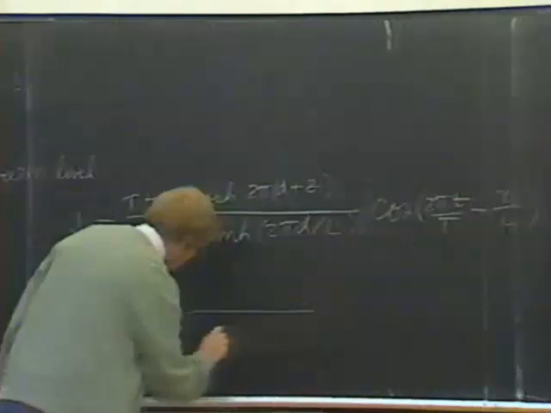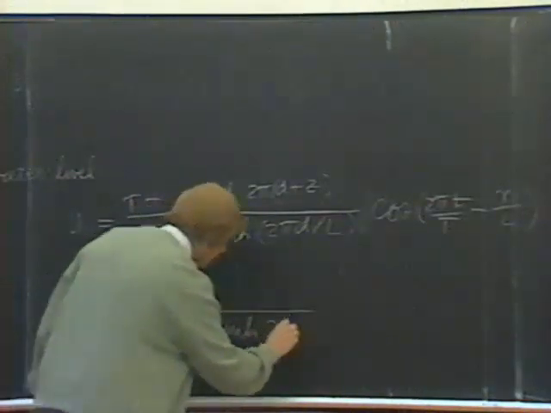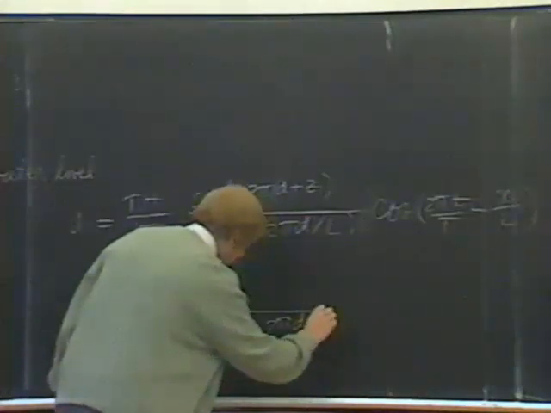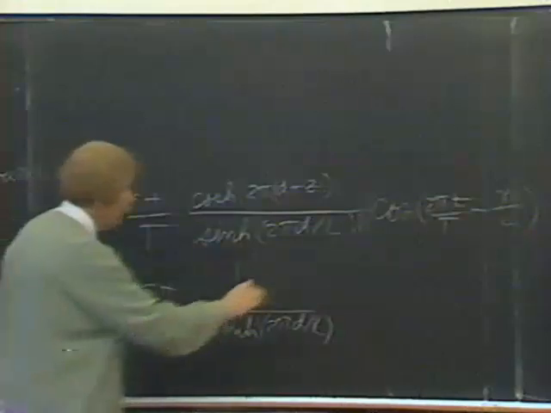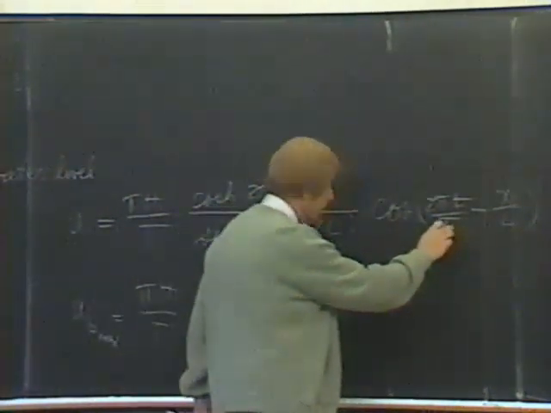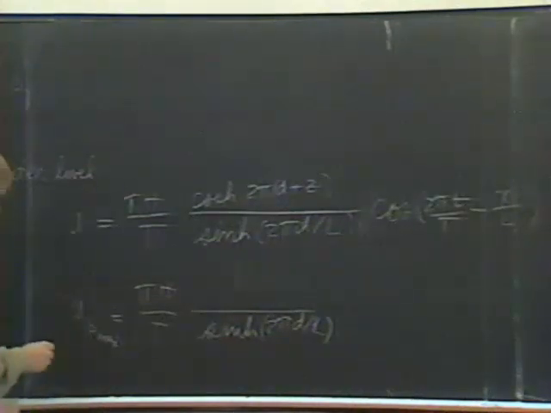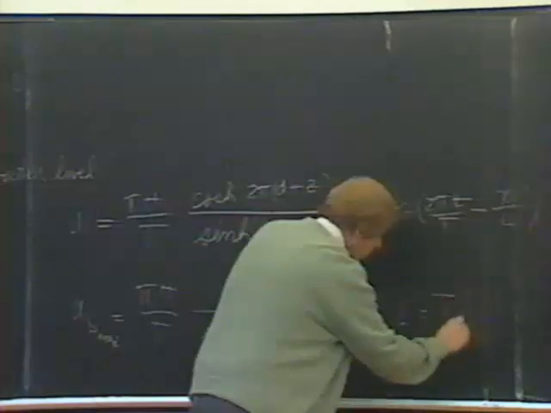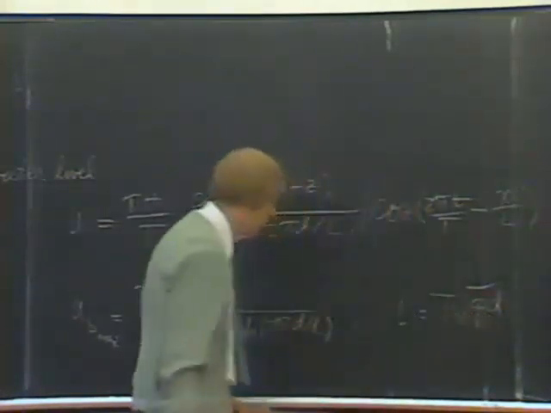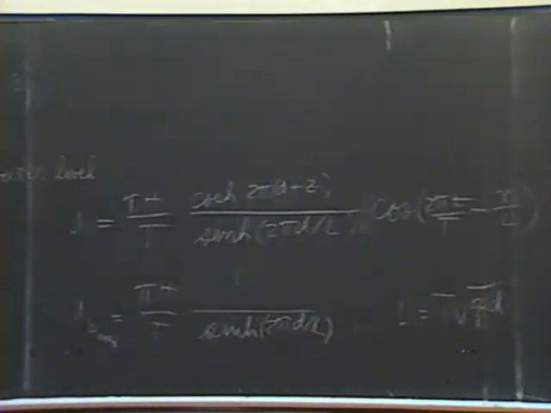The shear stress is proportional to velocity squared, so UB max squared. So we can say tau max is equal to some constant times u squared. So substituting this here, we have the peak shear stress is equal to pi H over T and 1 over the hyperbolic sine, with some kind of coefficient out here.